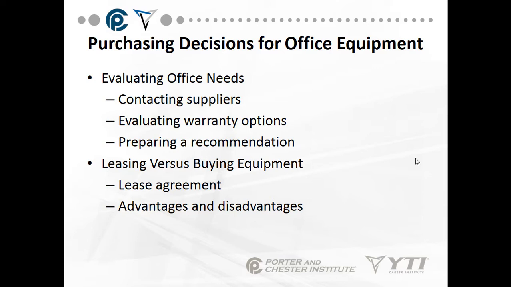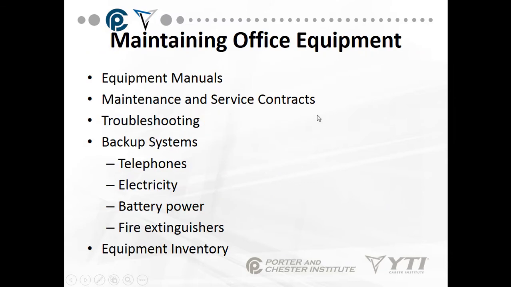So is Staples cheaper than WB Mason for office supplies? And what is a good vendor for refrigerators or exam tables? All right. The leasing versus buying equipment. Is a lease agreement easier to use on a copy machine? A lot of copy machines, sometimes they're leased, sometimes they're bought, and then they have maintenance contracts with them. So you need to look at the advantages and disadvantages of leasing equipment.